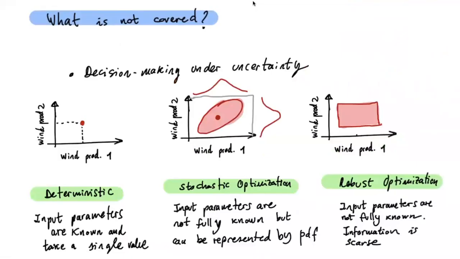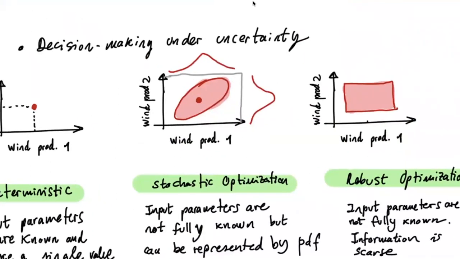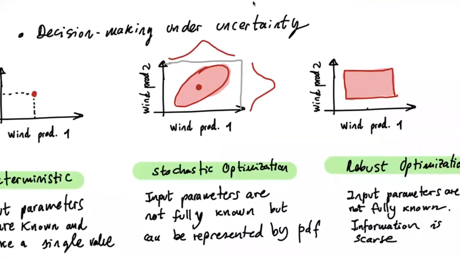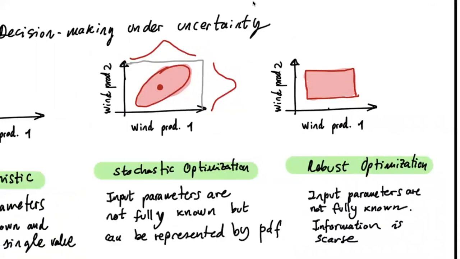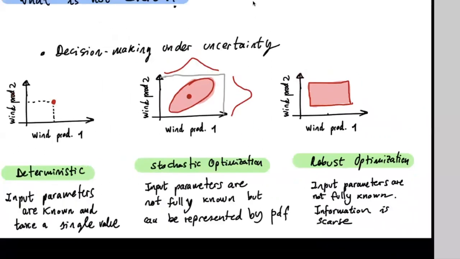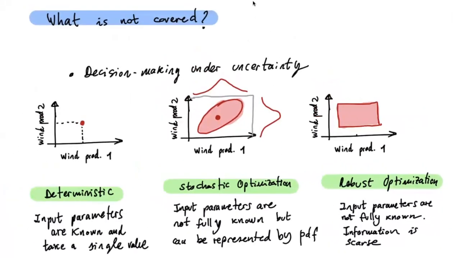But you can make decisions when you have uncertainty. For example, you can model wind production at locations 1 and 2 as a multivariate distribution function, some probability distribution. You can use this information to fit optimization models that help you make better decisions. Or when you have minimal information, you don't even have a probability distribution, but you have the range of values wind production can take at location 1 and location 2. So we're not going to deal with that. Maybe in the future it could be one option to extend these lectures.